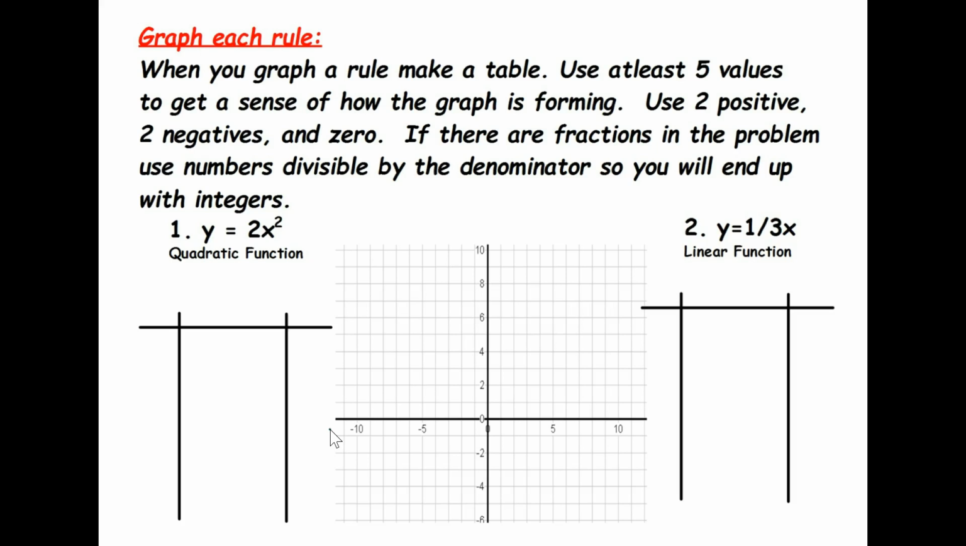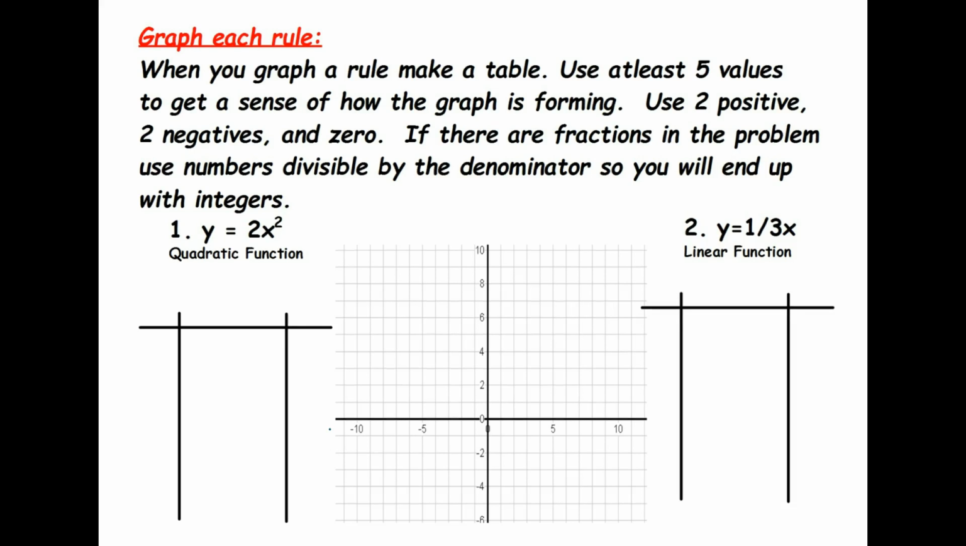Yay! When you graph a rule, make a table. Use at least 5 values to get a sense of how the graph is forming. Use 2 positive, 2 negative, and 0. If there are fractions in the problem, use numbers divisible by the denominator, so you will end with integers. So let me explain this. All right. So you don't have to write this, just watch.